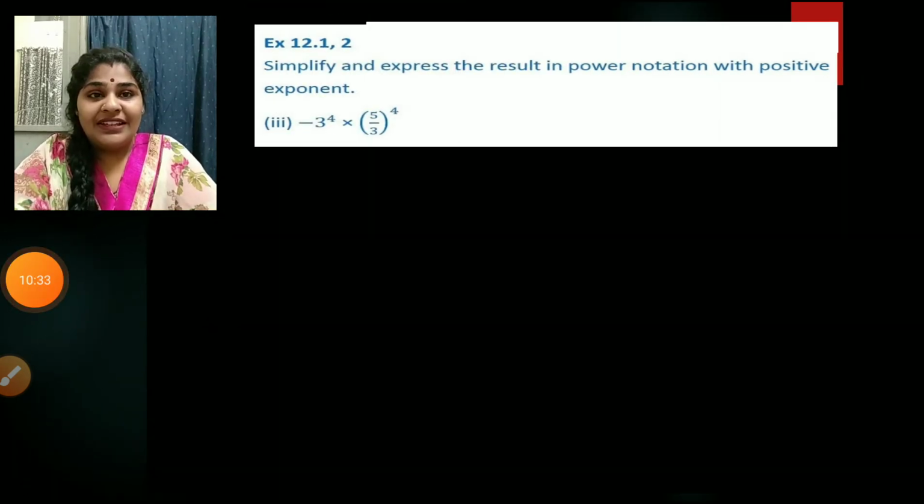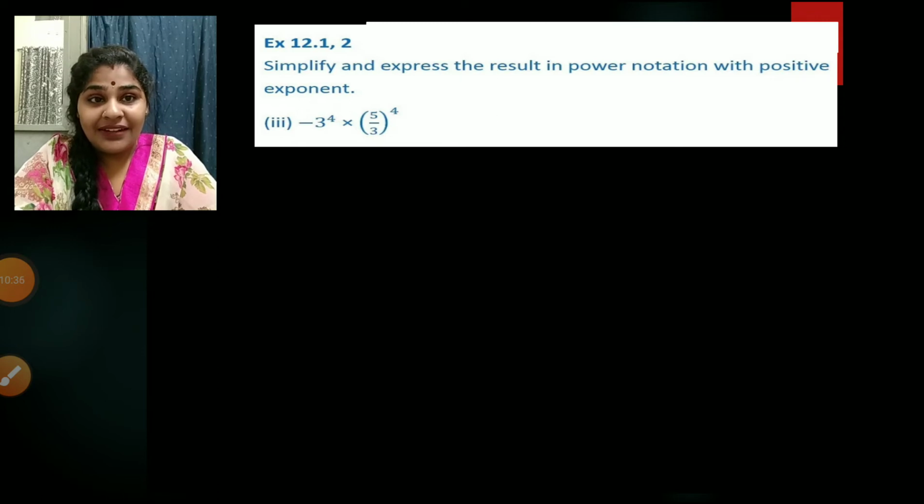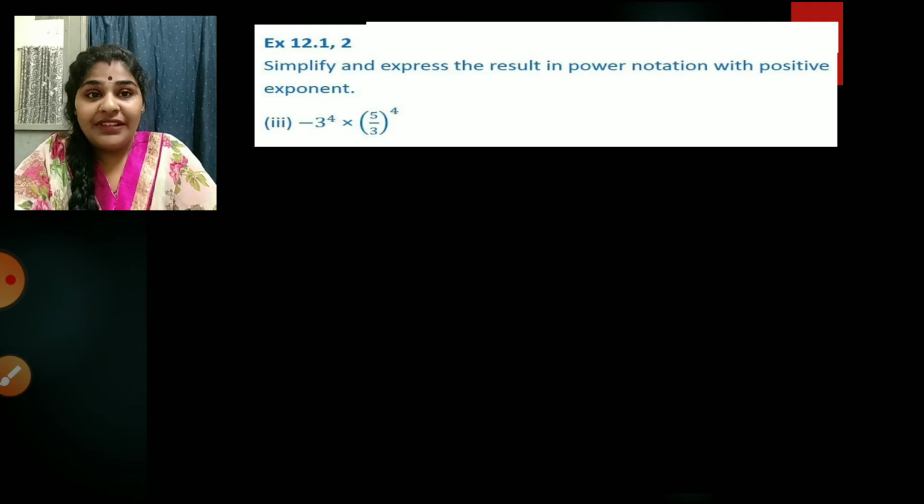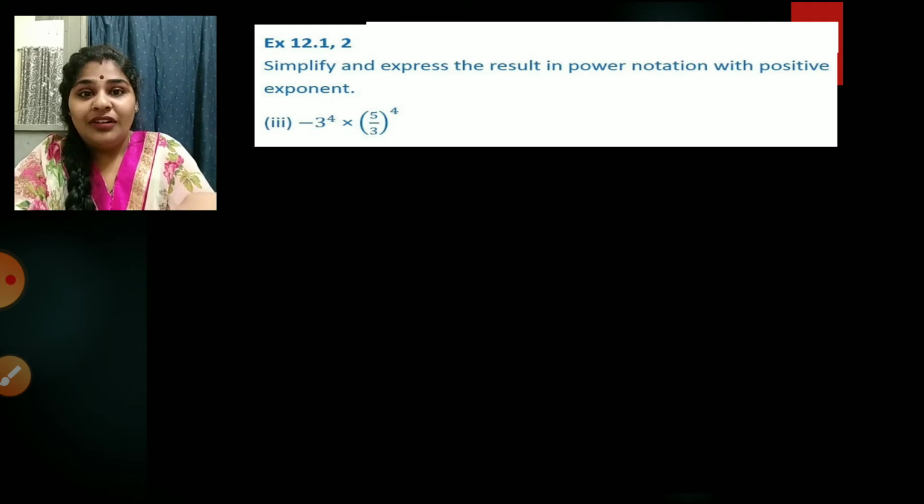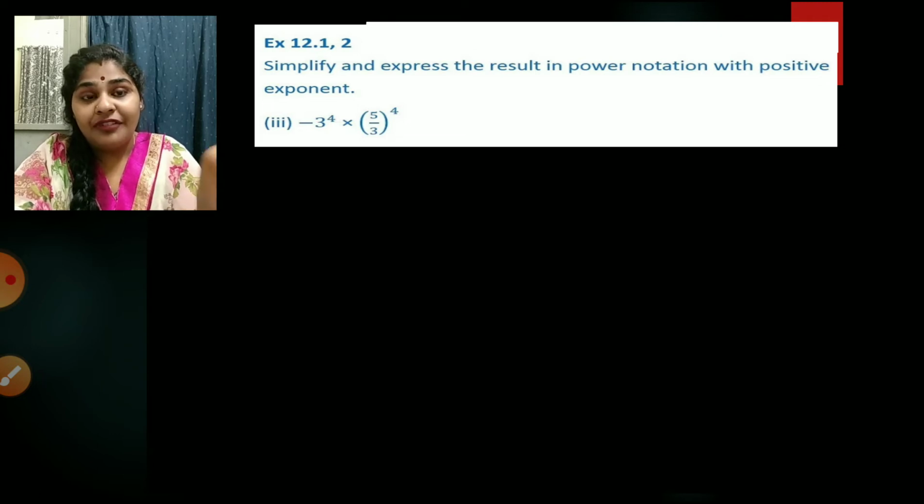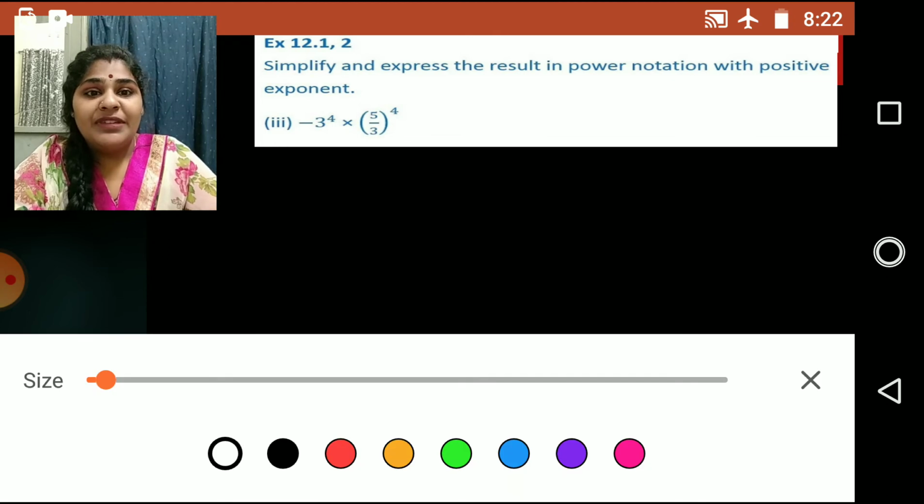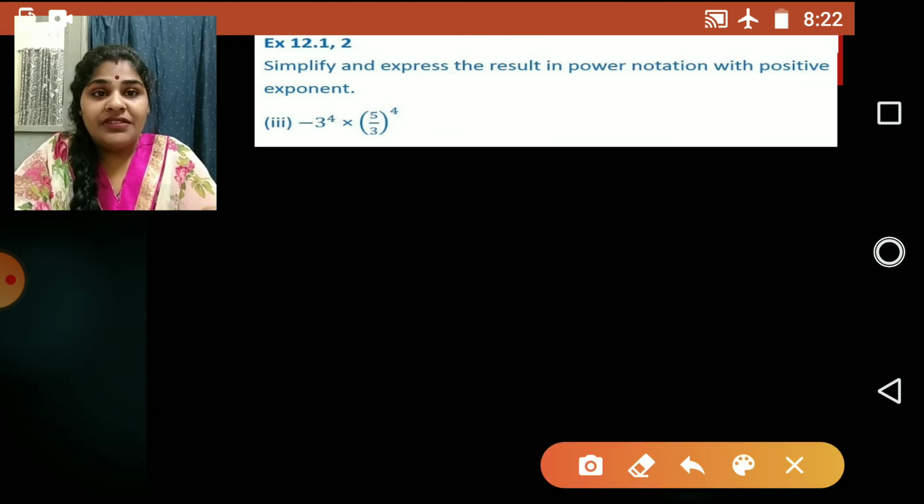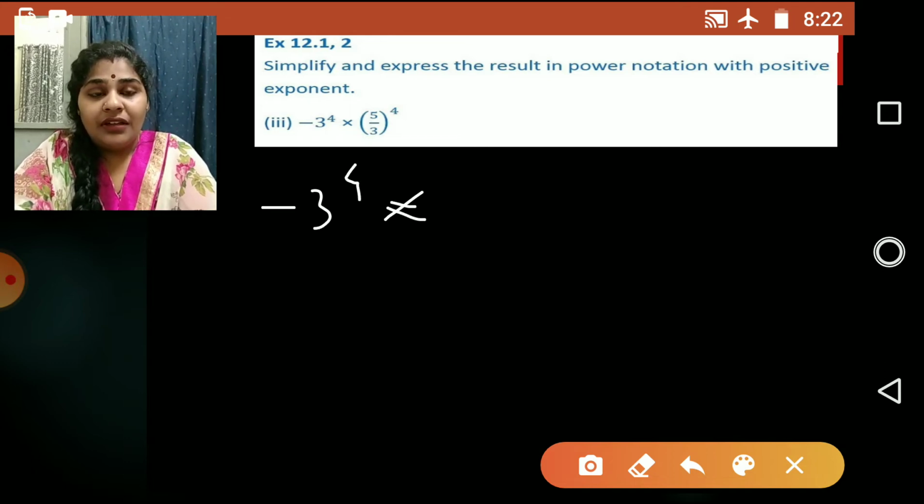The next one, again the same. The third one in that is negative 3 raised to 4 multiplied by 5 upon 3 whole raised to 4. So what law can you use here, children? There are different methods which can be used. Now let me show you. So here I can write negative 3 raised to power 4 into, now this I can use as a upon b raised to m.